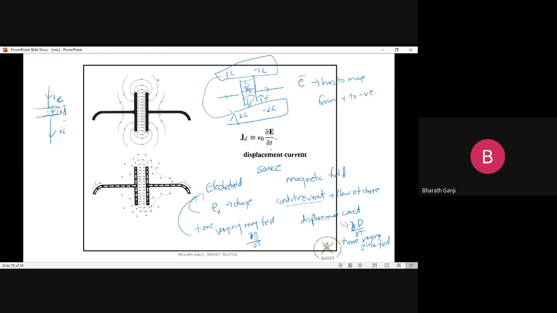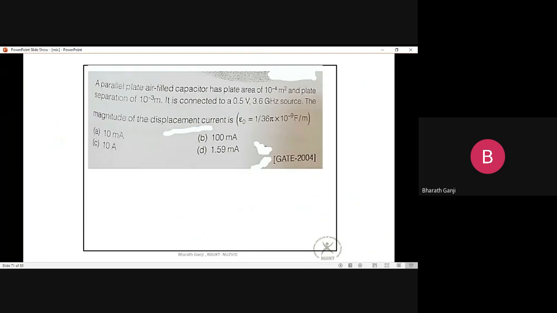So what are the Maxwell equations? So before going to the final version of the Maxwell equations, let us try to solve this question. So this question is actually given in your GATE exam. One second.